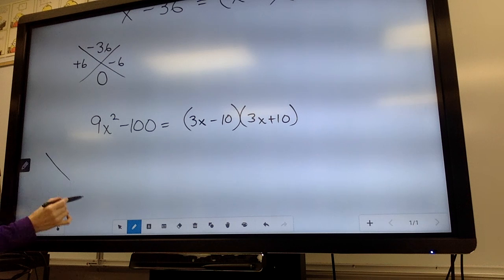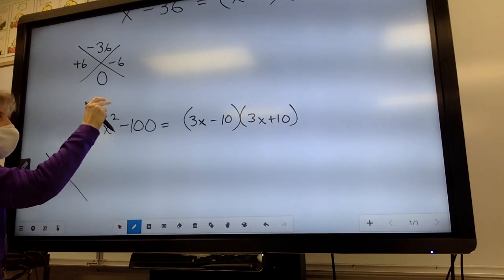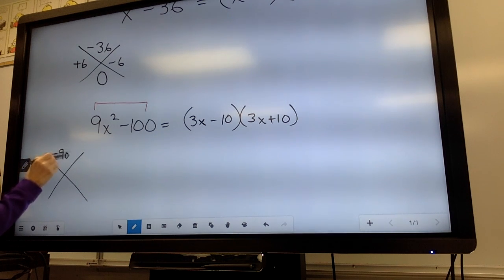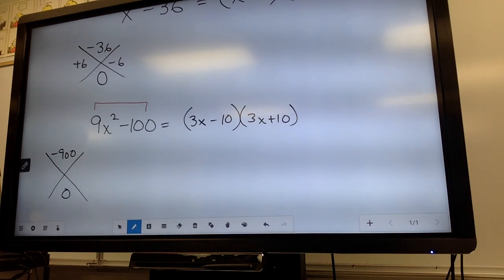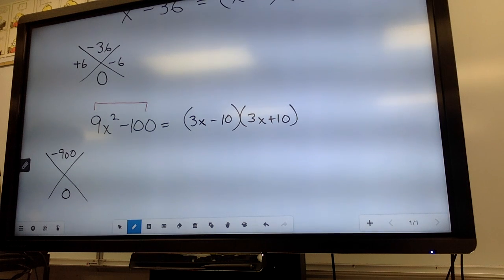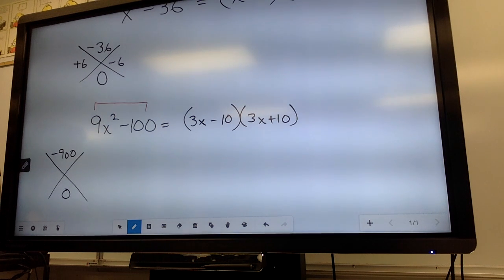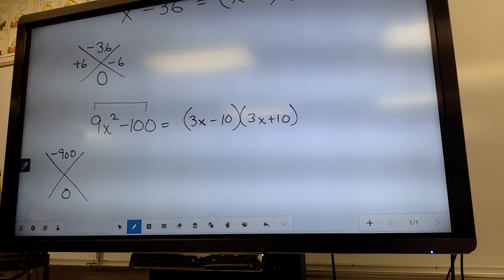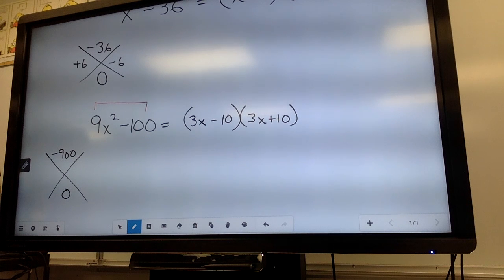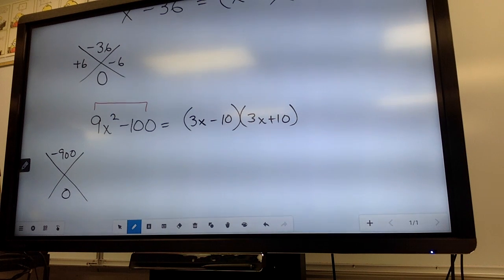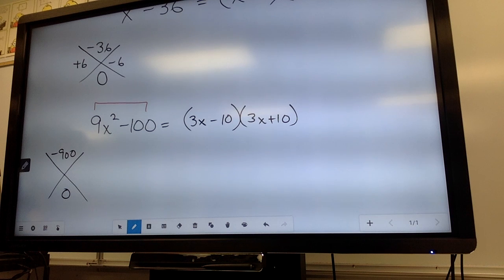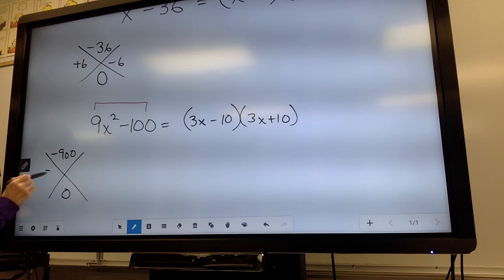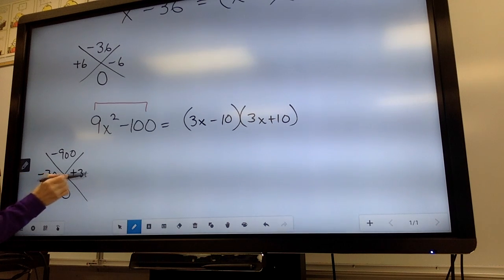Now, let's look at the x method. What happens when I do this? 9 times negative 100. Negative 900. And you're going to put 0 down here. What factors would I multiply and get negative 900, but when I add them up, I get 0? What are factors of 900? Negative 30 and 30. That's what you just said, negative 30, positive 30.